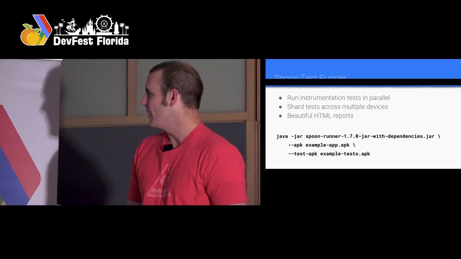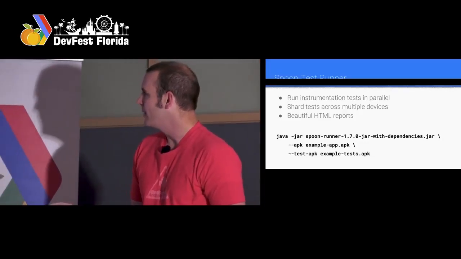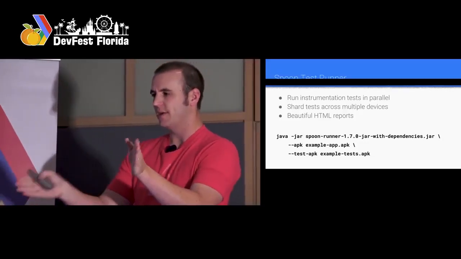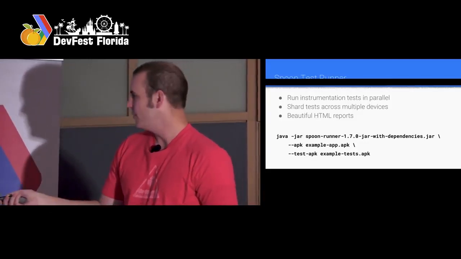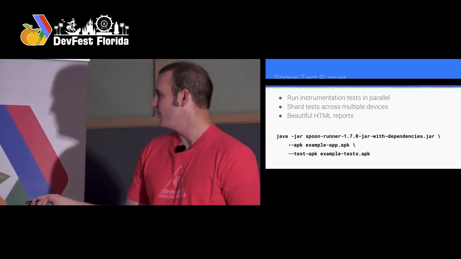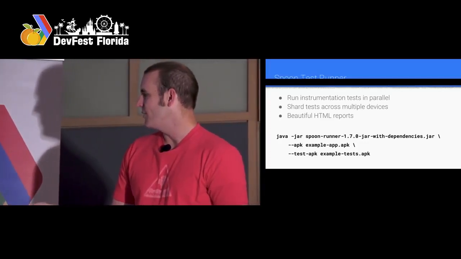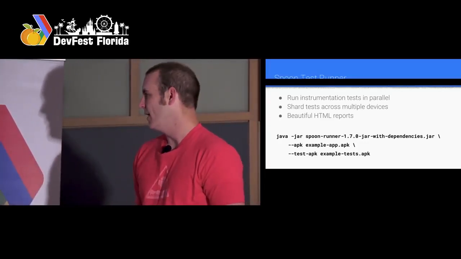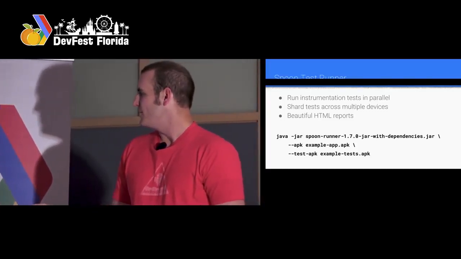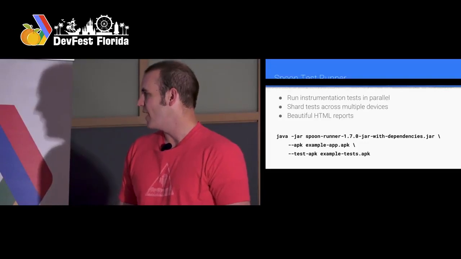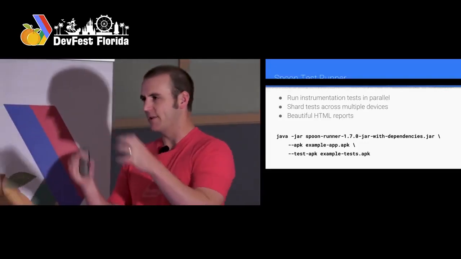You can also do tests in parallel, so you can have 2 devices running the same test at the same time, kind of like the report you saw earlier. And all you do is say java -jar, the Spoon runner, and you give it your APK and your test APK, and it will run. Obviously, there are more advanced commands that you can pass in, but all of the magic of generating the test report happens within its jar file, which has everything they need to do that.